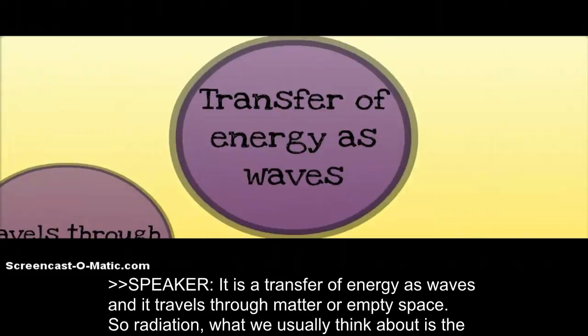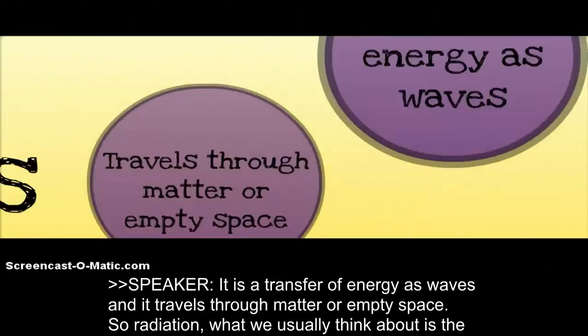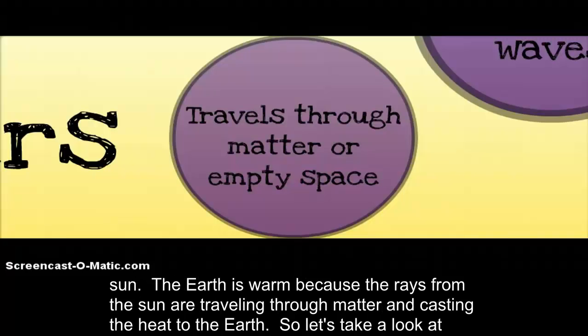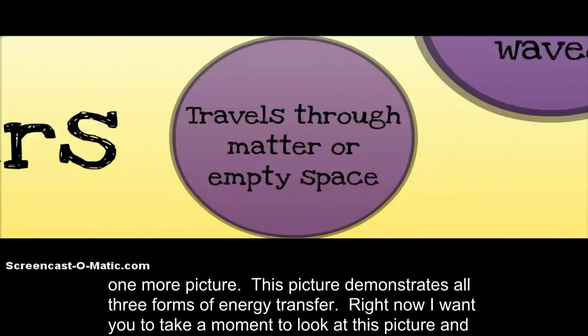It is a transfer of energy as waves, and it travels through matter or empty space. So radiation, what we usually think about is the sun. The earth is warm because the rays from the sun are traveling through matter and casting the heat to the earth. So let's take a look at one more picture.